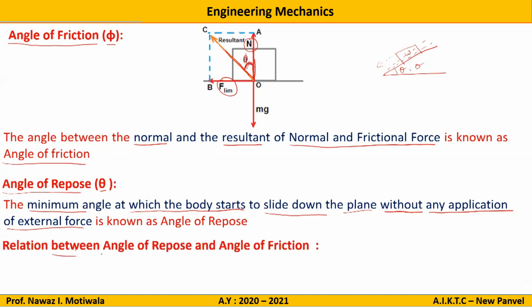Is there any relation between the angle of repose and the angle of friction? Yes, theta is equal to phi, that is, the angle of repose is equal to the angle of friction. If you do the derivation, we get mu equal to tan phi. Here also if you derive, you get mu equal to tan alpha. So tan phi equals tan alpha, and taking tan inverse on both sides, phi is equal to alpha. That is, the angle of friction is equal to the angle of repose.